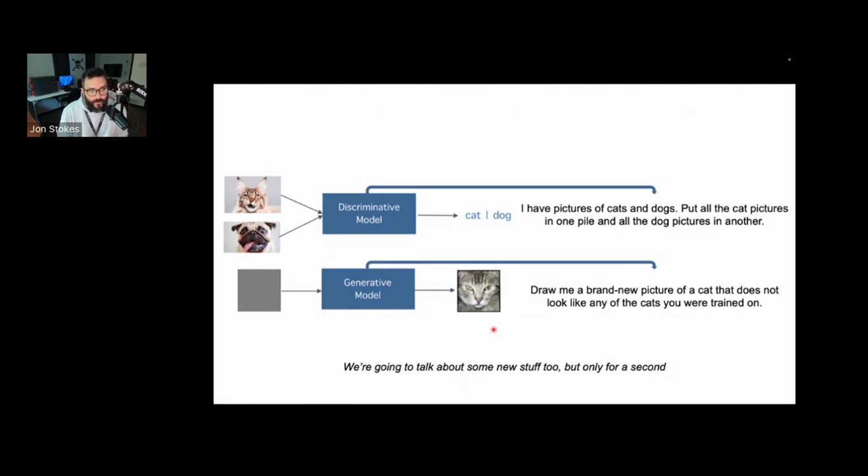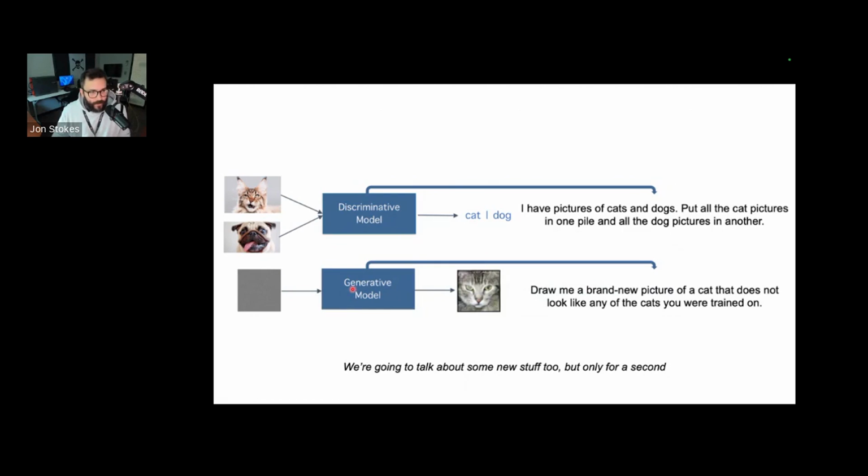So the first model type we're going to talk about briefly is called the discriminative model, and it satisfies the use case on the right. It says, I have pictures of cats and dogs, put all the cat pictures in one pile and all the dog pictures in another. And if we replace the word cat with antibiotic and the word dog with not antibiotic, this statement becomes, I have pictures of antibiotics and not antibiotics, put all the antibiotic pictures in one pile and all the not antibiotic pictures in another.